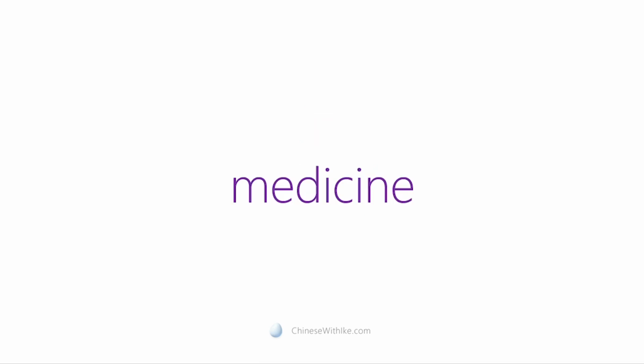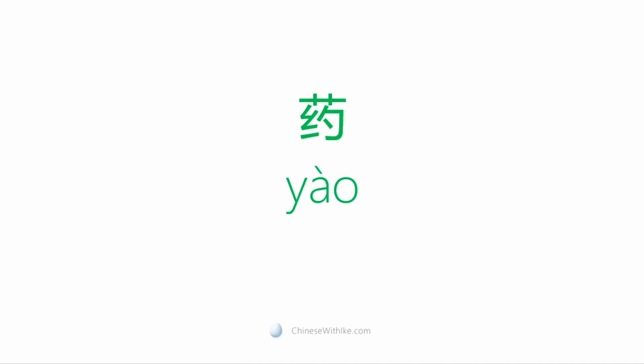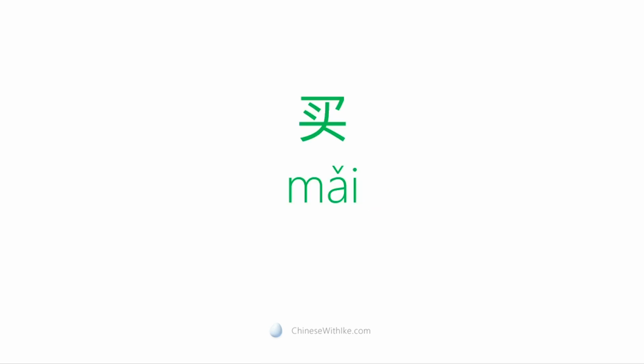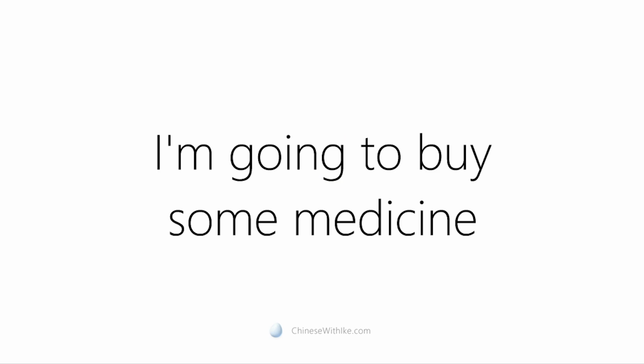Medicine in Chinese is 药. Here you will find the sound of medicine is exactly the same as the word want. Actually, the same pronunciation is linked to many symbols, and they have different meanings. That's why we usually need two symbols to become a word, or it could be very confusing. To buy in Chinese is 买. Now try this. I'm going to buy some medicine.